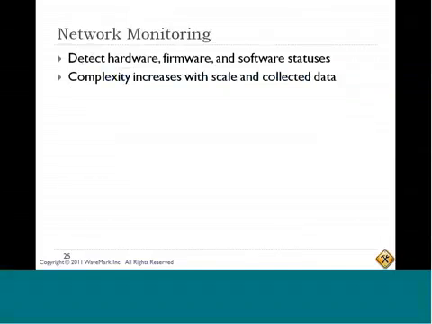So let's dive into these three components: monitoring, controlling, and upgrading. A few words on each. Monitoring is detecting hardware, firmware, and software statuses. Again, the complexity increases with scale and with collected data. The more nodes on the network, the more data that's being collected, the more complex this monitoring becomes.